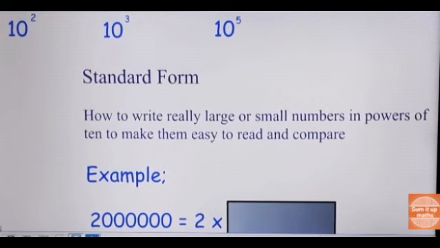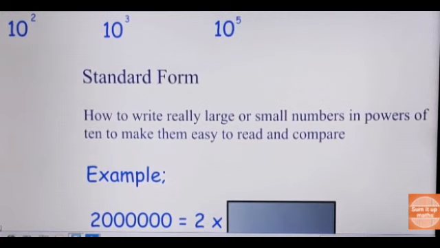Okay, in this video we're going to be looking at the standard form. First, let's have a reminder of looking at powers. So if we have 10 to the power 2, that's 10 squared, 10 times 10, which would be 100. 10 to the power 3 would be 10 cubed, 10 times 10 times 10, which would be 1,000. 10 to the power of 5 would be 10 times 10 times 10 times 10 times 10. So now we've just revised over powers.